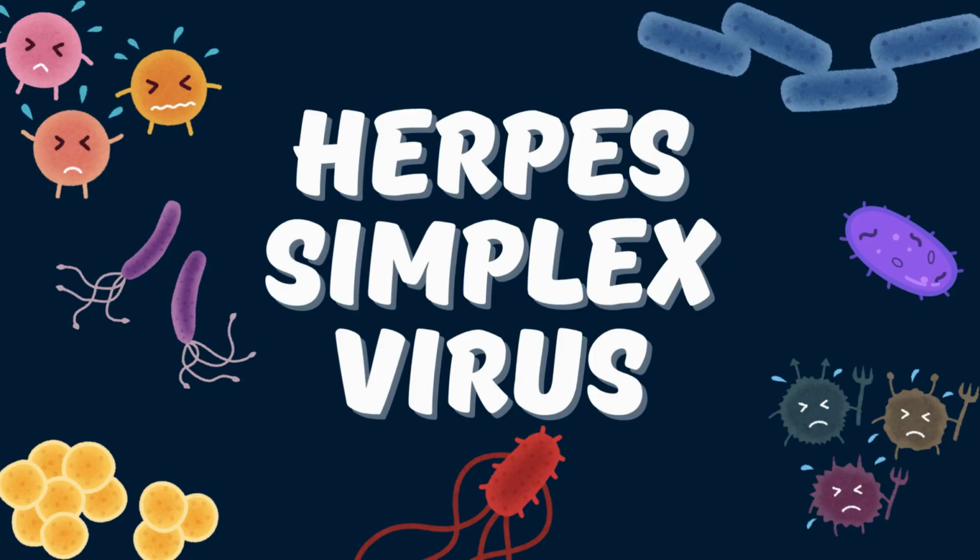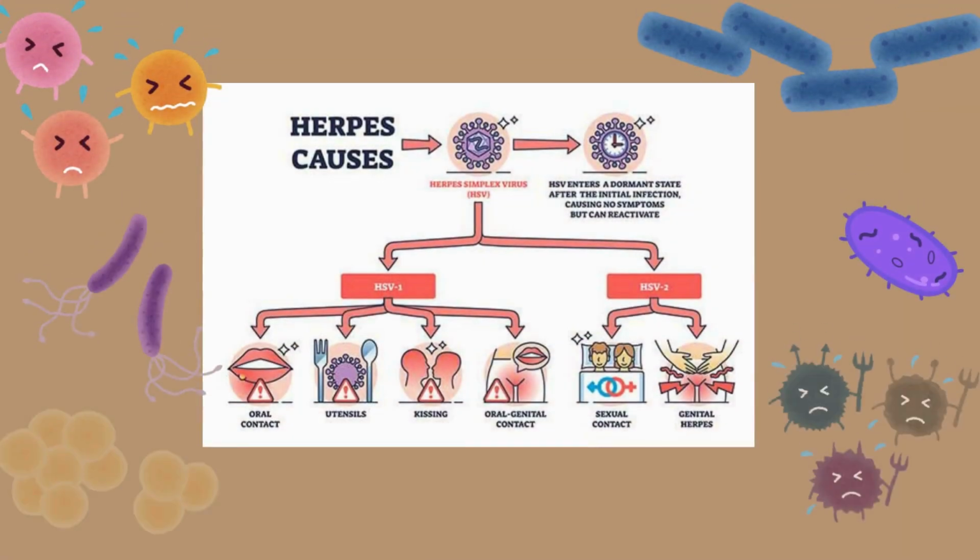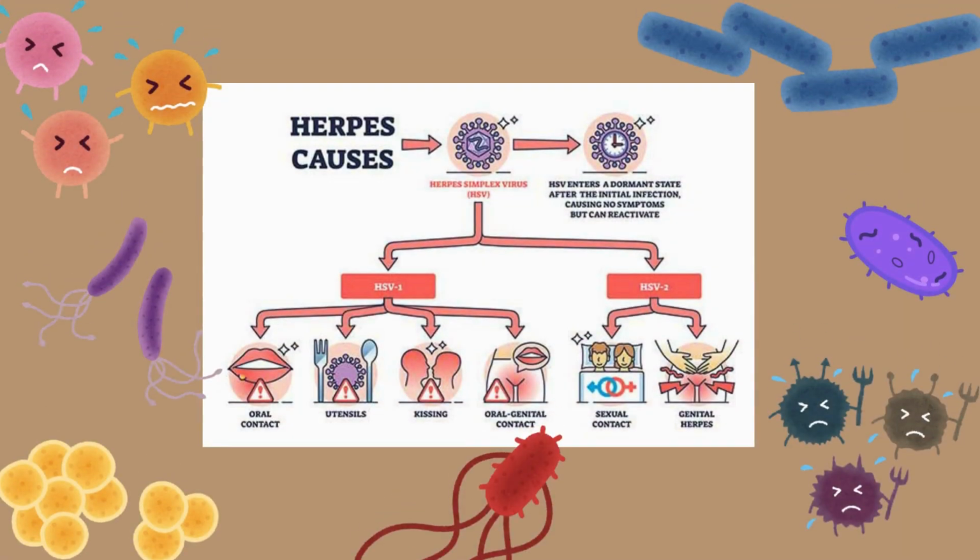HSV is a very common virus that infects humans, and there are two main types. HSV-1 usually causes cold sores around the mouth, and HSV-2 is more commonly connected to genital herpes. But actually, both of them can infect either area.